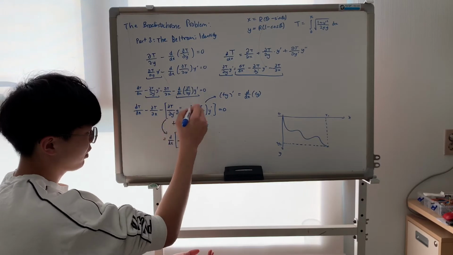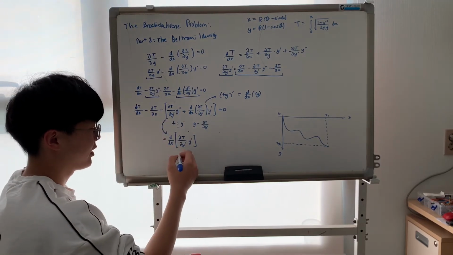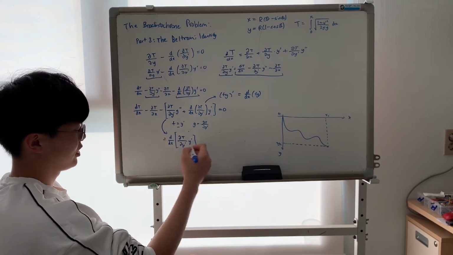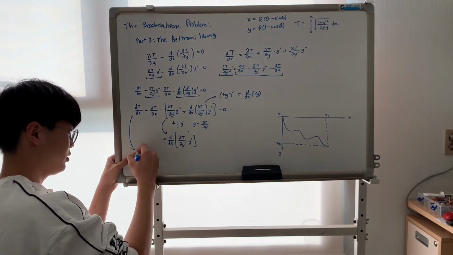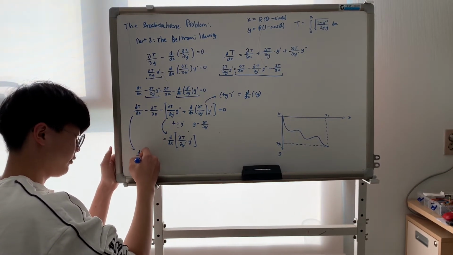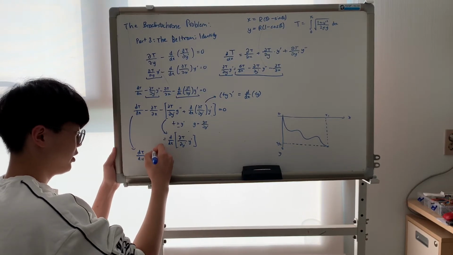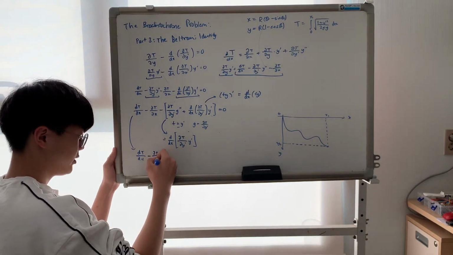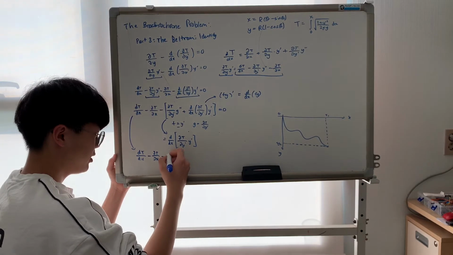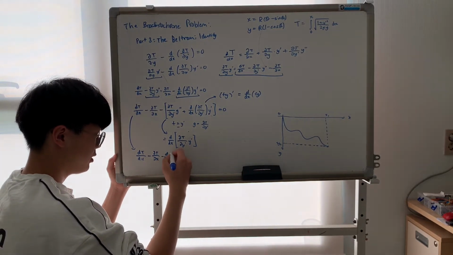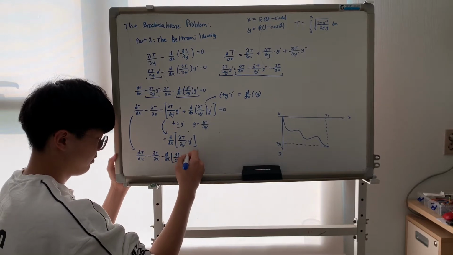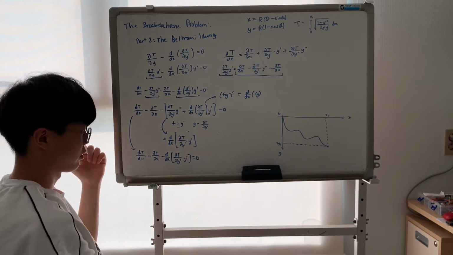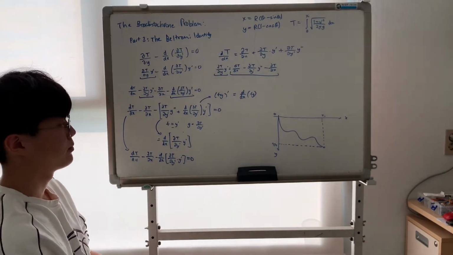And so this big bracket here, we could simplify into this form. And we get this equation: dt over dx minus partial t over partial x minus d over dx of partial t over partial y prime times y prime is equal to 0. We have this form over here.